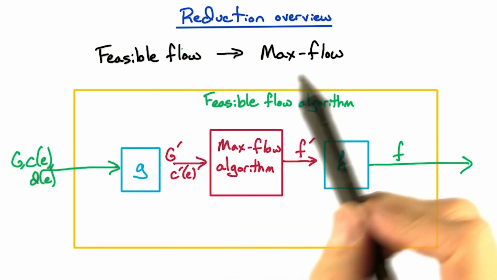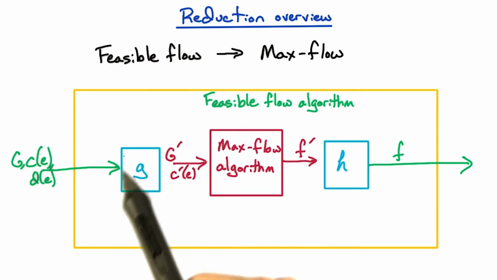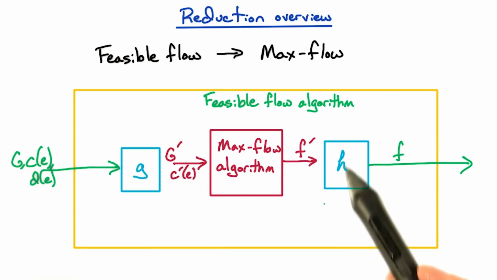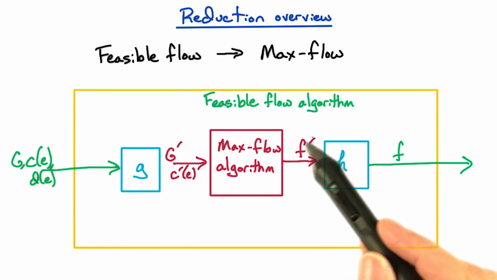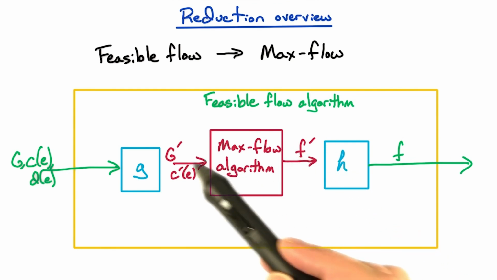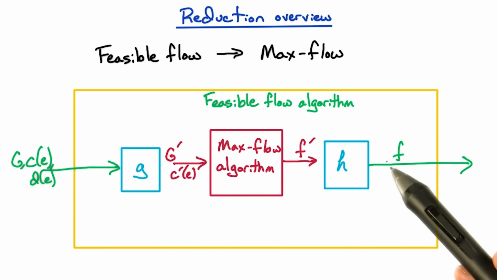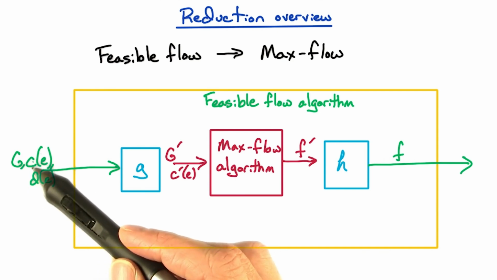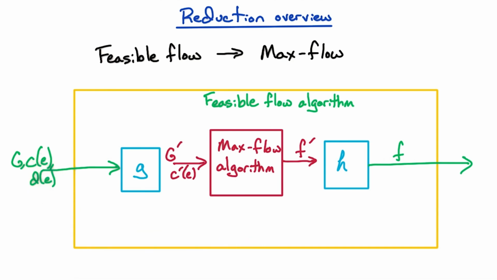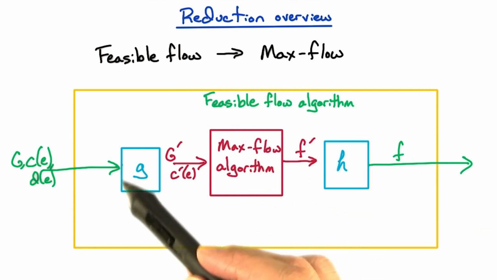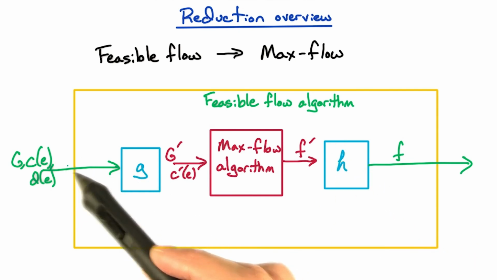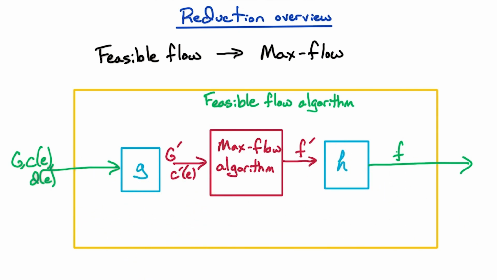So to reduce feasible flow to max flow, what we need to do is define this transformation function g, which transforms an input from feasible flow into an input for max flow. And we need to define this function h, which transforms the solution f prime for the max flow problem on this input G prime, and produces a solution f, which is a feasible flow for this input network, G with capacity c and demands d. So in order to reduce feasible flow to max flow, we need to specify this transformation function g, and this transformation function h. G transforms the input, and h transforms the solutions.